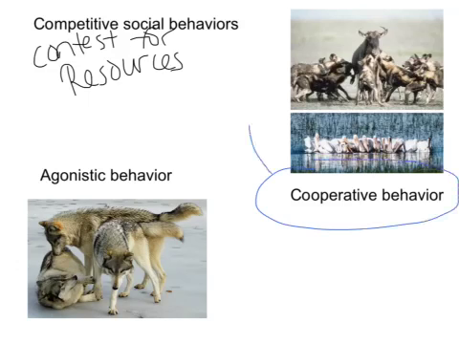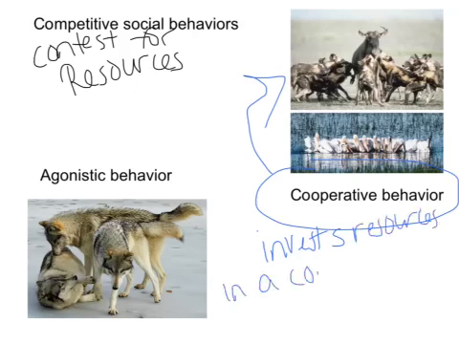Okay, so the first one we have here is our cooperative behavior. You can see this happening, very easy to see here with the pack of hyenas. The hyenas are working together to bring down the wildebeest there. So with a cooperative behavior, the animal is investing resources in a common interest shared by all of the members. And so in this instance, the common interest would be food. And so they all invest their resources there so that as a group, they can bring down this wildebeest. And as a group, then they will all benefit from that food resource.